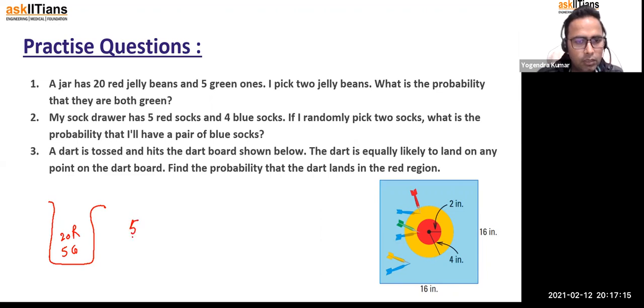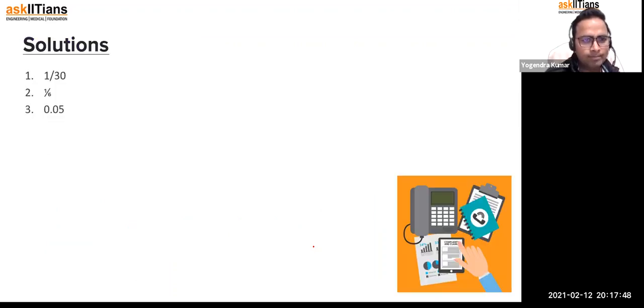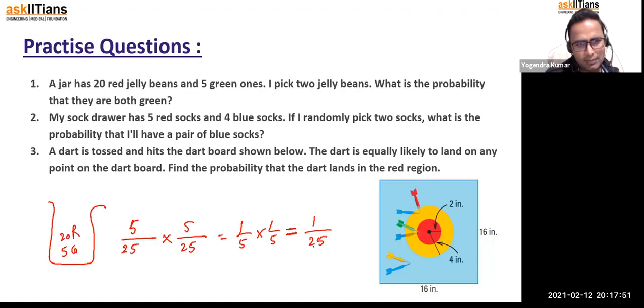The first jelly bean I'm picking out, that is green. So that is 5 by 25. And then the second one is also green, so 5 by 25. So what is the answer here? 1 by 5 into 1 by 5, so it is 1 by 25. This is how we need to answer it, right? I hope you got it. But the answer given is 1 by 30, so we can check this.